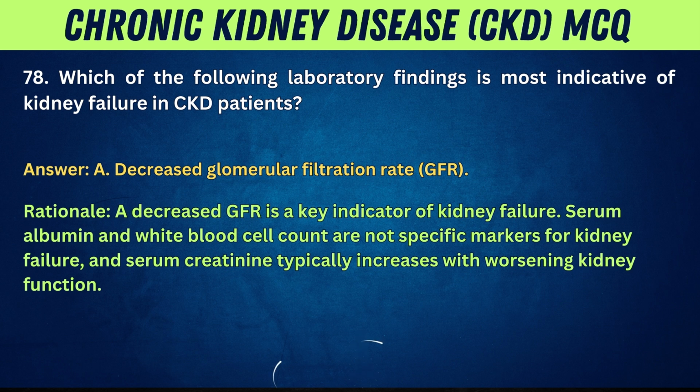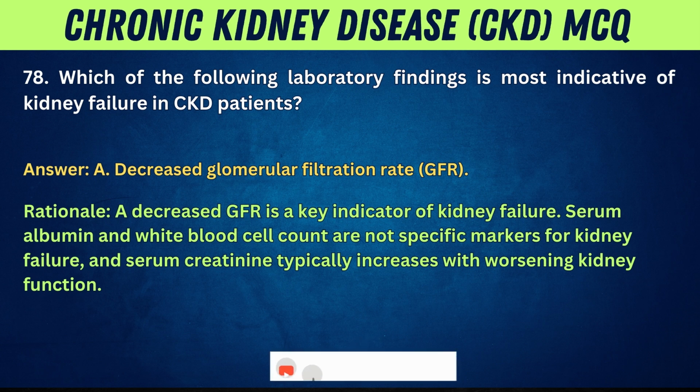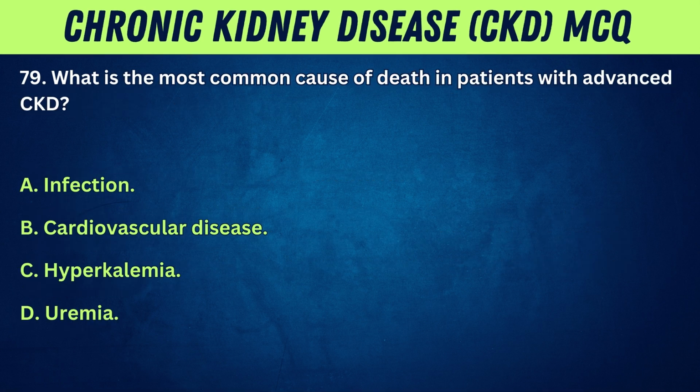Rationale: a decreased GFR is a key indicator of kidney failure. Serum albumin and white blood cell count are not specific markers for kidney failure, and serum creatinine typically increases with worsening kidney function. 79. What is the most common cause of death in patients with advanced CKD?